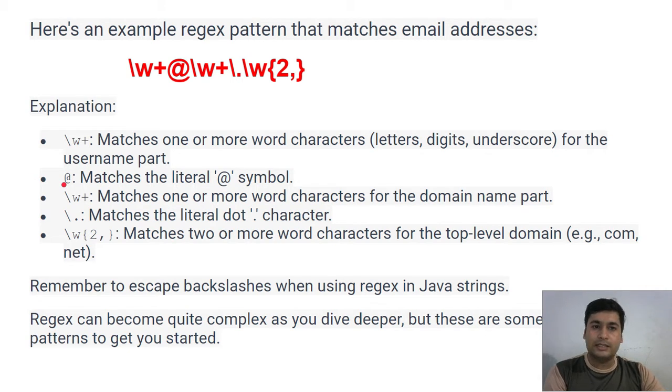And then after they have given \w+ again, it means again you can write anything which is a letter, digit, or underscore. And then after that they have mentioned \. So after something, definitely a dot should be there. If it is not a dot, it will not include. Okay, so match the literal dot, right?